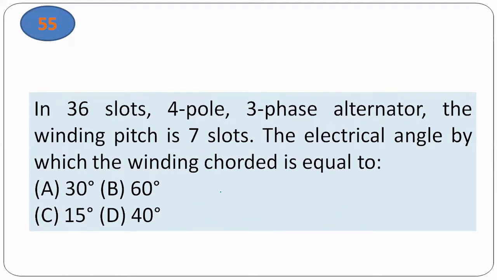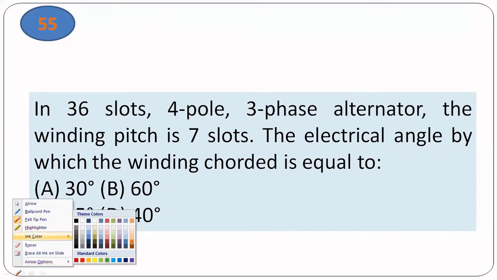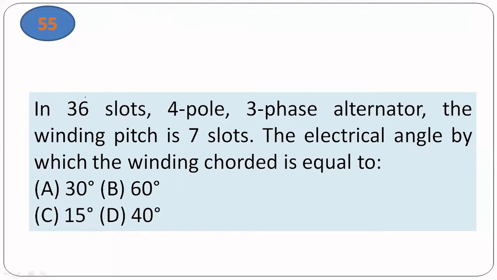Next it is about the construction of an alternator. It is again a part of electrical machines. Remember that electrical machines and electrical power systems can fetch more marks in these kinds of exams. Okay, let us look at the problem definition. In a 36 slot, 4-pole, 3-phase alternator, the winding pitch is 7 slots. Okay, there are actually 36 slots, and it is a 4-pole machine.